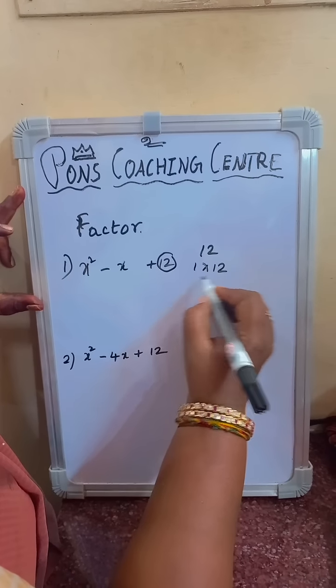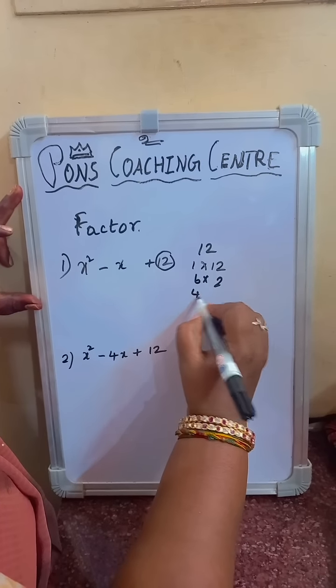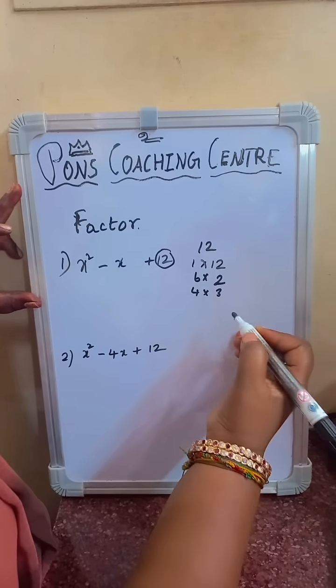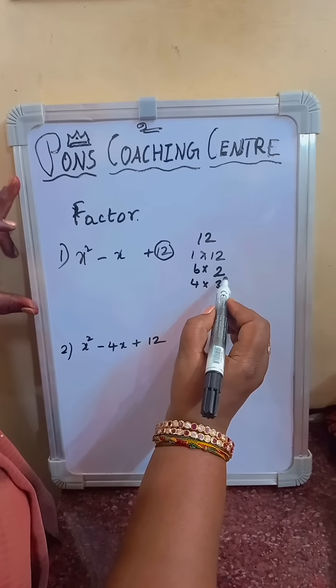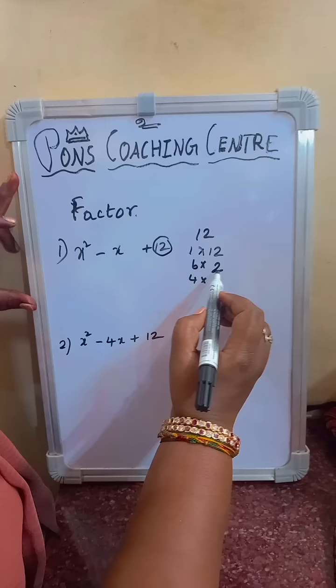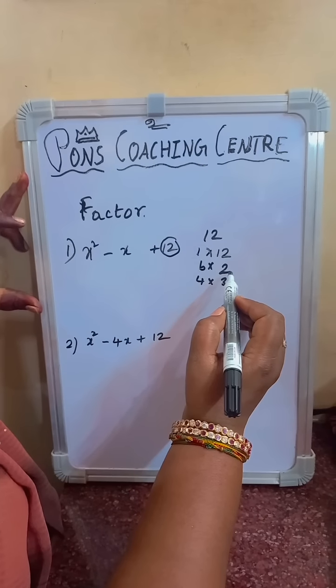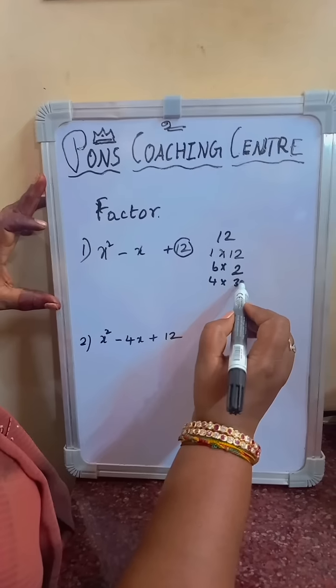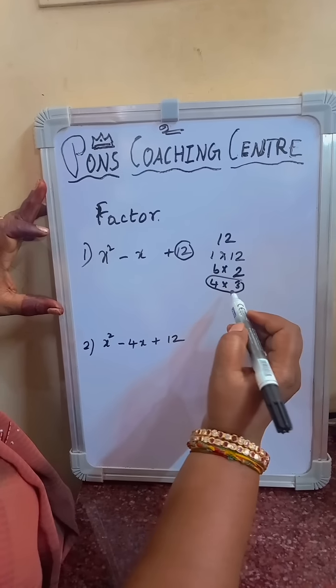1 into 12, 6 into 2, 4 into 3. Possible எல்லாம் பார்த்துக்கிறோம். So we are adding and subtracting. Okay, but 1 plus 12 add பண்ணினா 13 வரும், subtract பண்ணா 11 வரும். 6 plus 2 add பண்ணா it should be 8, subtract பண்ணா 4. 4 plus 3 add பண்ணா 7, subtract பண்ணா 1.